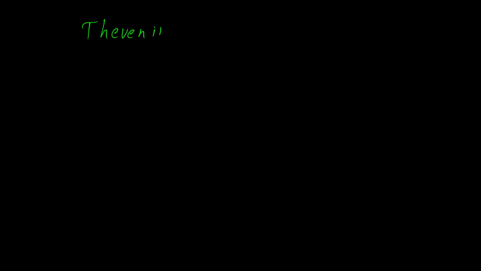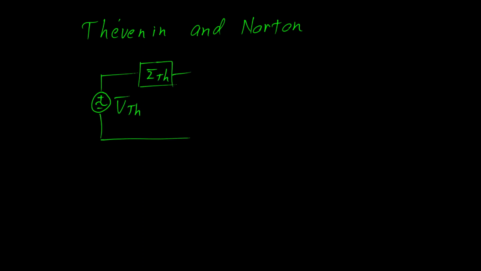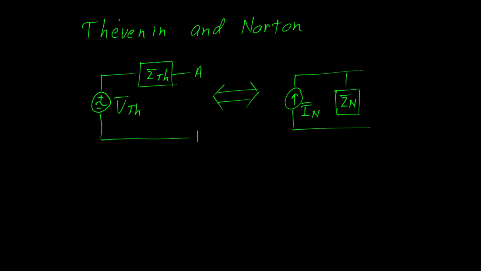A Thévenin circuit is composed of an ideal voltage source in series with an impedance. A Norton circuit is composed of an ideal current source in parallel with an impedance. Both circuits are equivalent to each other, which is to say, looking into terminals A and B, you could not tell the difference between the two circuits.